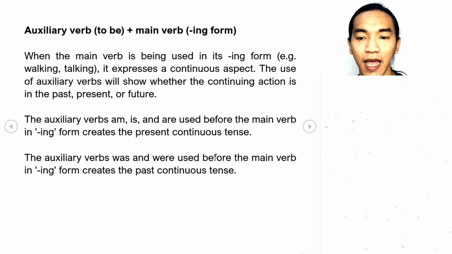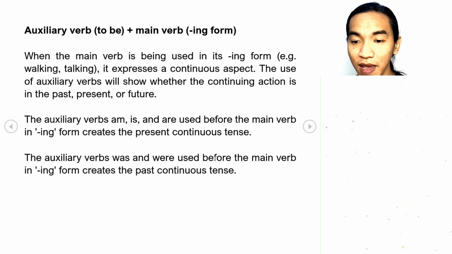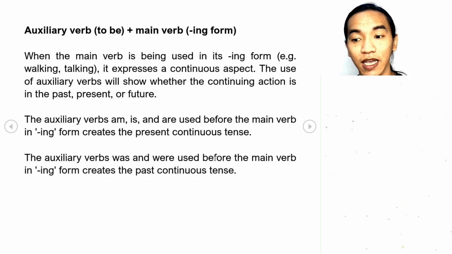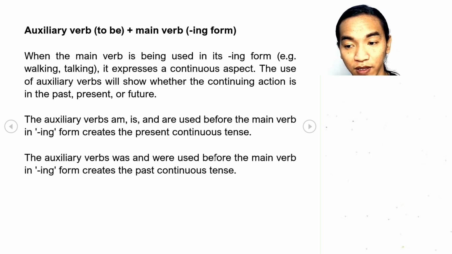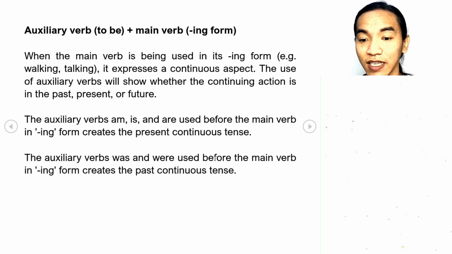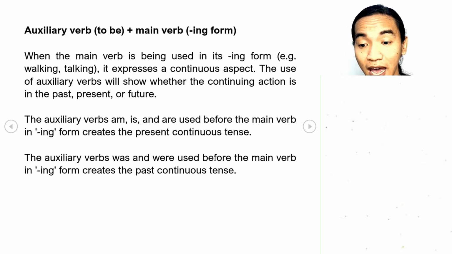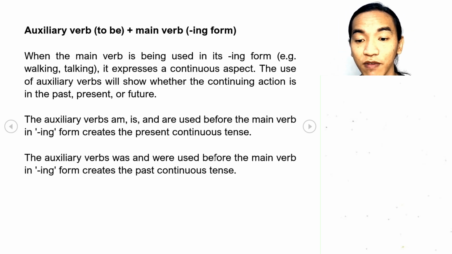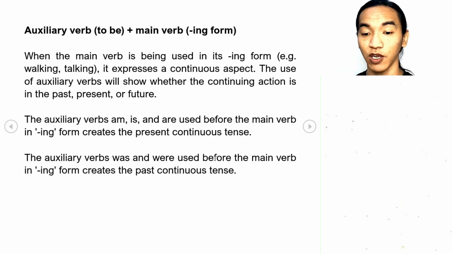All right. Next, auxiliary verb to be. Okay, we have your be verb plus your main verb. So when the main verb is being used in its ing form, it expresses a continuous aspect. The use of auxiliary verb will show whether the continuing action is in the past, present, or even in the future. The auxiliary verbs am, is, and are used before the main verb in ing form creates the present continuous tense. We know about that.